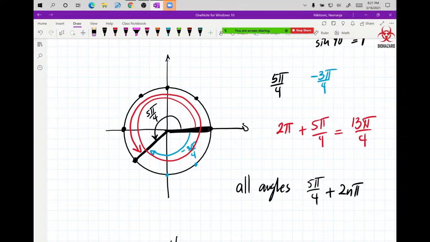Now, it does look like every point on a circle can be represented infinitely many ways, and that's true, which is why we're going to learn something really cool very soon, reference angles. And we will never have to worry about this until we hit equations.